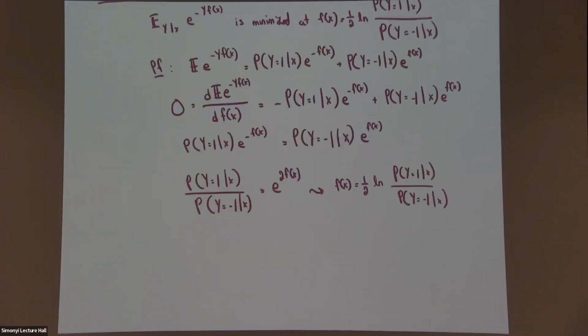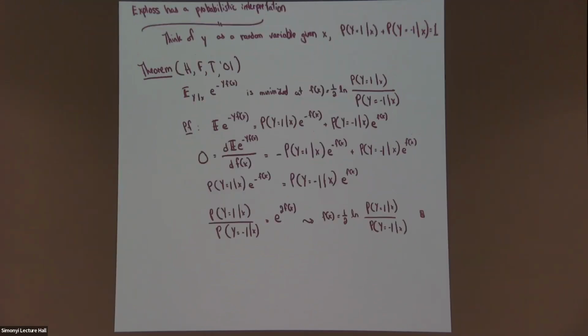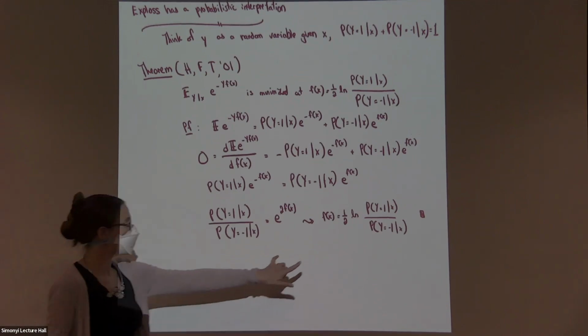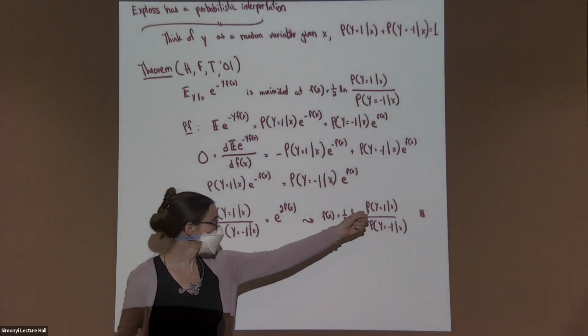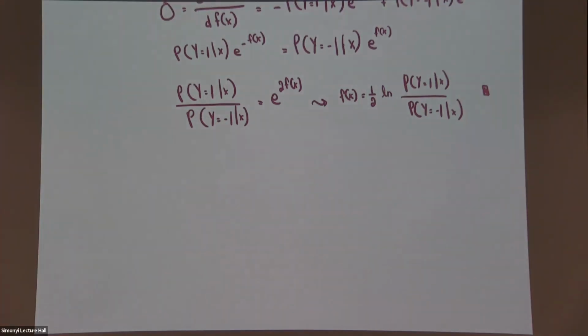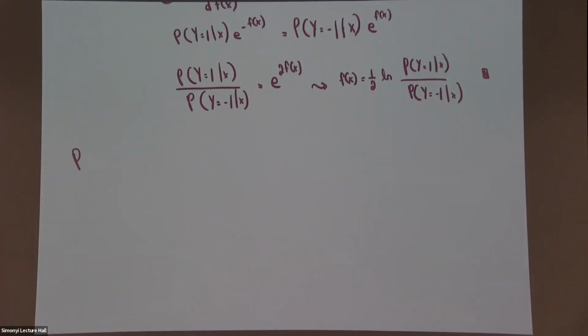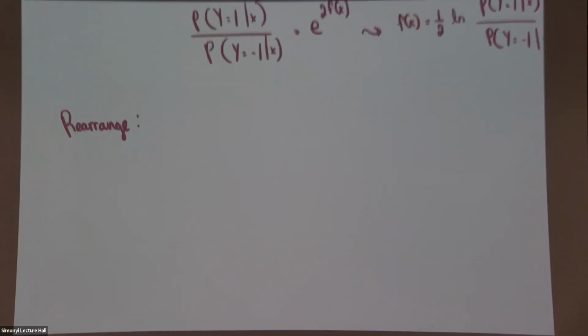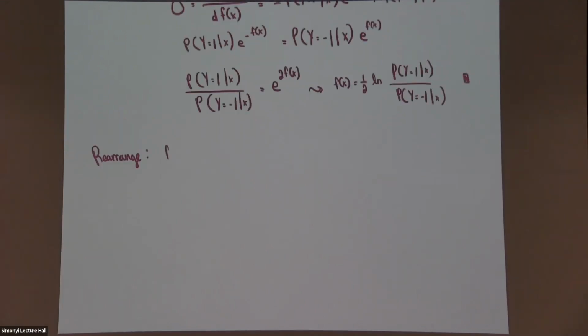Yes. I'll make a little box. Okay, great. So now that I've proven this theorem, I can rearrange this expression here to solve for the probability that y equals 1 given x. I'm going to solve that in terms of f, and that is going to get us from f to those probabilities and not the other way around. Okay, so we're going to rearrange. And so I end up with, let's see here. So let's write this down in a nicer way.